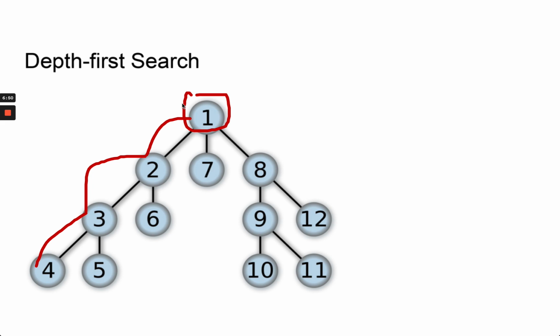We're done with 4. Then we go back, and we still have to look at 5. Now we're done looking at 5. It doesn't have any neighbors, so we go back to 3. Then we're back at 2. Now I'm done with 3, but I still need to look at 6. No neighbors, back at 2. Then I can finally go back to 1 and continue on with the rest of 1's neighbors, so 7, and then 8, and so on and so forth. So depth first, you dive deep.